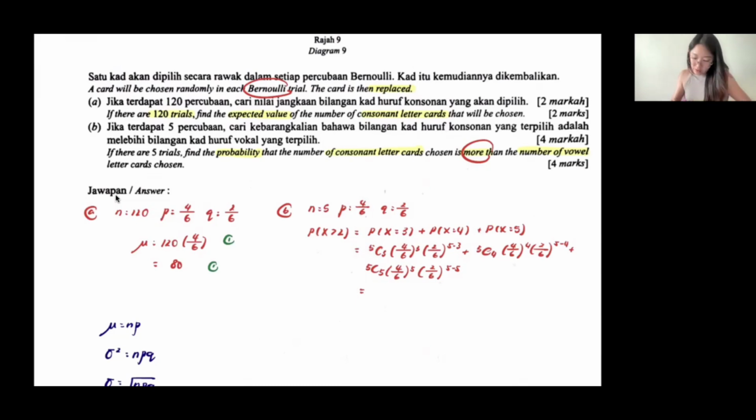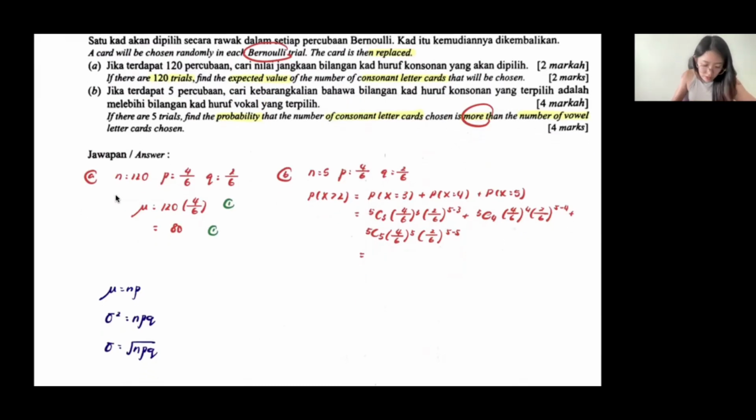All right, so what do you get here? For the first one is 0.3292. Then the second one, also 0.3292. And the third one is 0.1317. Add up all the numbers over here, you'll get 0.7901.